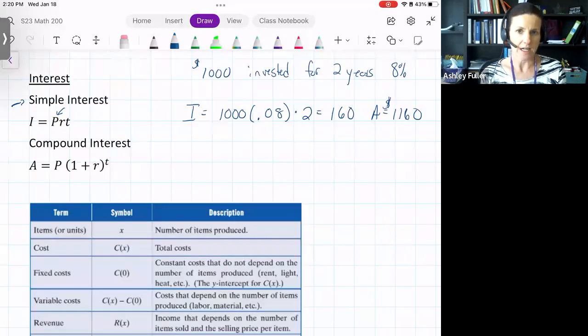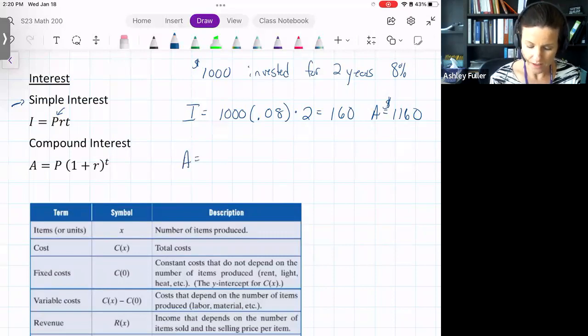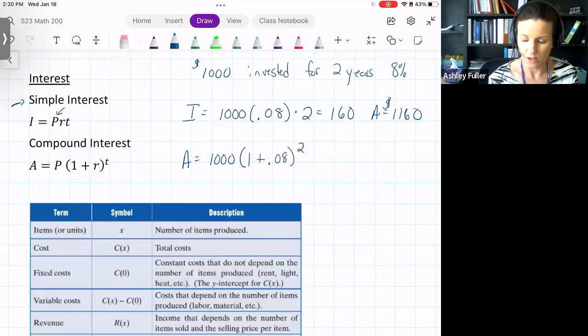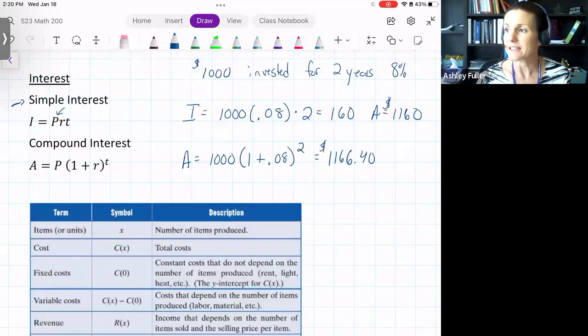$1,160. In contrast, if we use compound interest, that means that at the end of the first year, the new interest is calculated based on the new amount that is invested. So here, the principal is the same $1,000, but we're going to do 1 plus 0.08 raised to the 2 power. When we calculate this, we actually end up with $1,166.40. Notice that slight increase is a result of the concept of compounding interest.